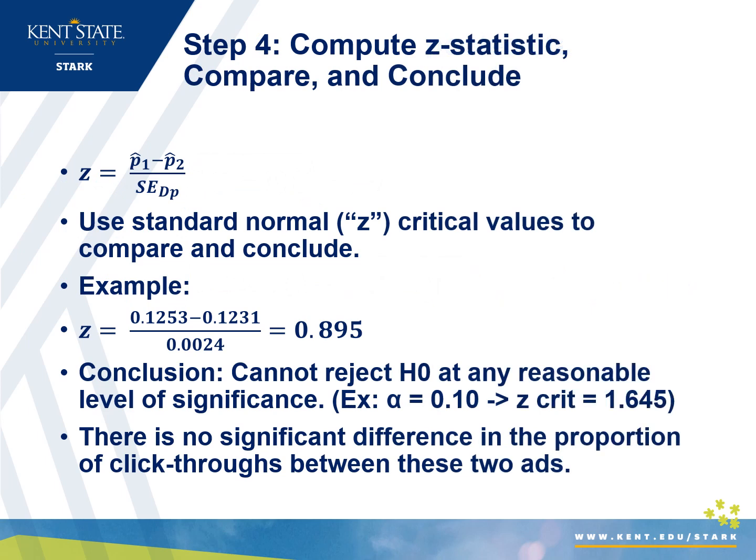Once we have the standard error, we can calculate the z-statistic by taking the difference between the proportions and then dividing by that pooled standard error. Then we compare the result to a critical value and we can draw our conclusion. In this case, it turns out the z-value, that is the test statistic, is 0.895, which is certainly less in absolute value than our typical two-tailed critical value of 1.96 if we have a 5% or 0.05 level of significance. It's in fact even less than the critical value if we have a higher level of significance of 0.1. So we cannot reject the null. There's not sufficient evidence of a difference in click-through rates between these ads for us to use this to prefer one over the other.